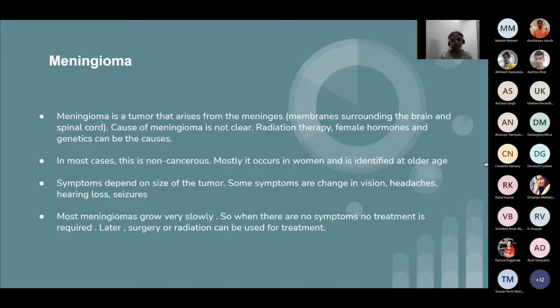Symptoms depend on the size of the tumor. Some symptoms are change in vision, headaches, hearing loss, and seizures. Most meningiomas grow very slowly, so when there are no symptoms, no treatment is required. Later, surgery or radiation can be used for treatment.